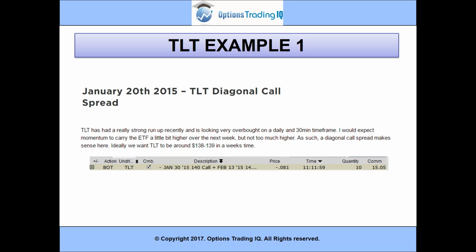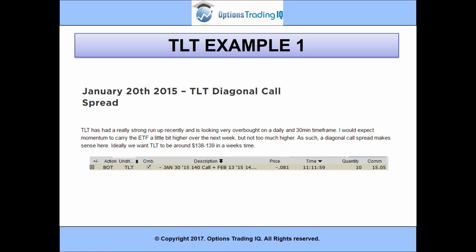But this was the trade. So January 20th, TLT diagonal call spread. So I don't know if you remember back at this period, bonds had a massive rally. TLT had a really, really strong rally and was really overbought. Just looked like the rally was completely overdone. So it had a really strong run up and is looking very overbought on the daily and 30-minute time frame.